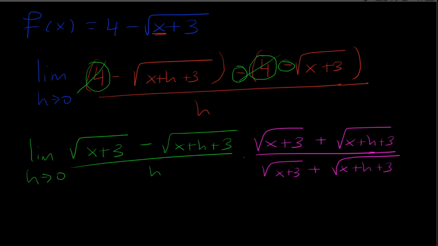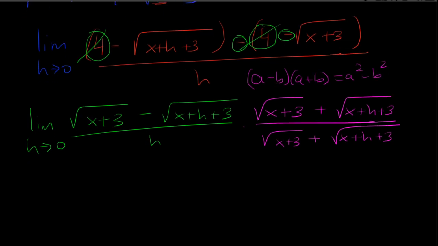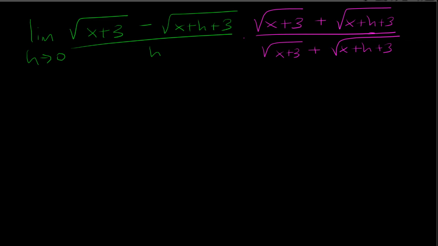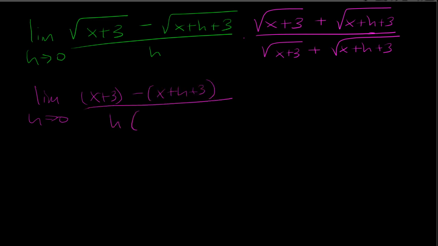In the top, we have a minus b times a plus b, and this will just be a squared minus b squared. So the numerator simplifies into x plus 3 minus x plus h plus 3, all over h times square root x plus 3 plus square root x plus h plus 3.